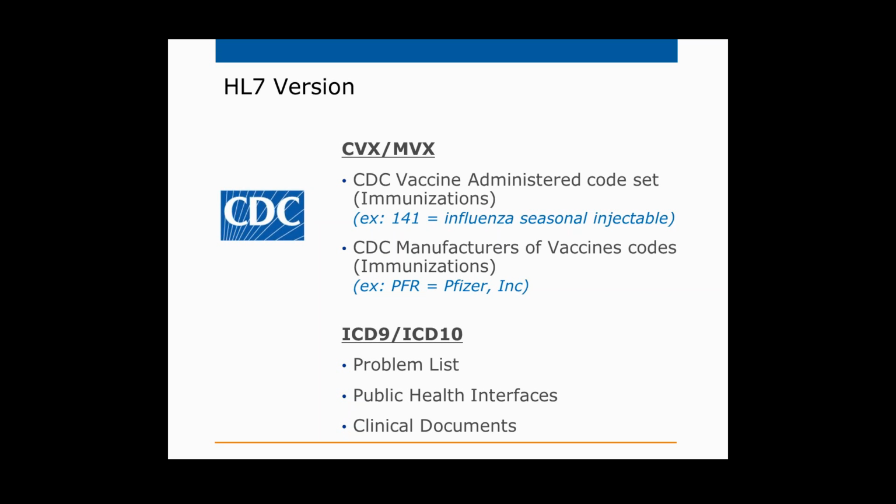As far as ICD-9 and 10 goes, where we see that the most with 251 would be the patient's problem list. Again, those public health interfaces, the immunization, syndromic surveillance, and lab reportables for the state, and also with clinical documents, you'll see those ICD-9 and 10 codes.